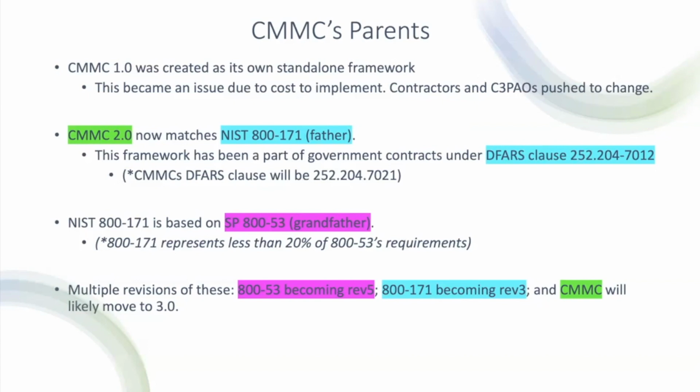Its parent, or the grandparent of CMMC, is NIST 853. Understand that 171 represents less than 20% of what's in 53. And if you're bored and want to go to sleep some night, it's a good way to knock yourself out when you're trying to read it.